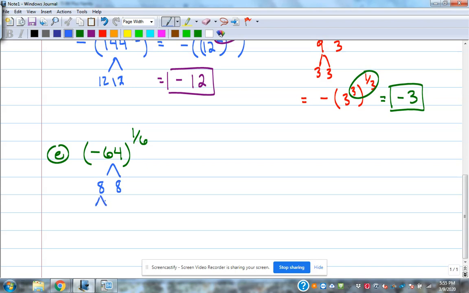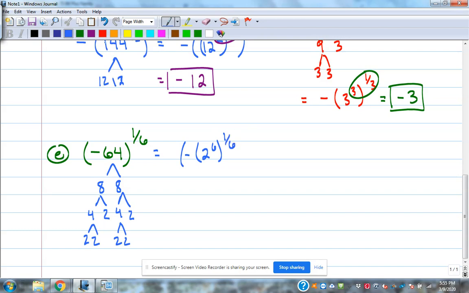So I'm going to go ahead and break down the 8 into 4 and 2, 2 and 2, 4 and 2, 2 and 2. So that's 1, 2, 3, 4, 5, 6 2s. I'm going to split that negative off from it.